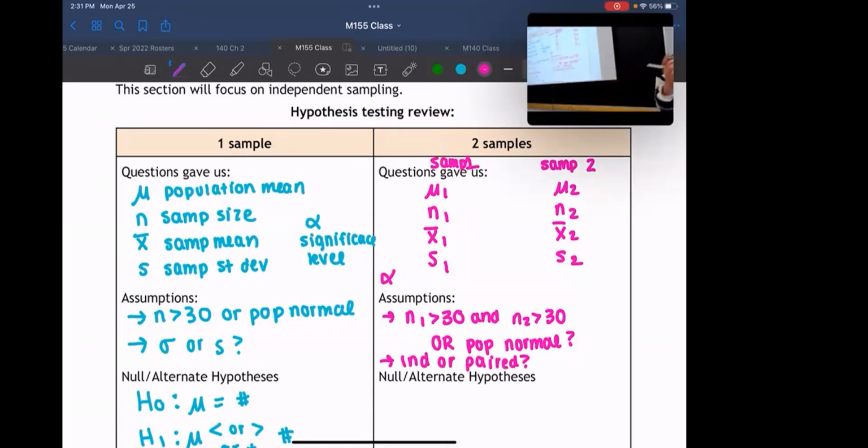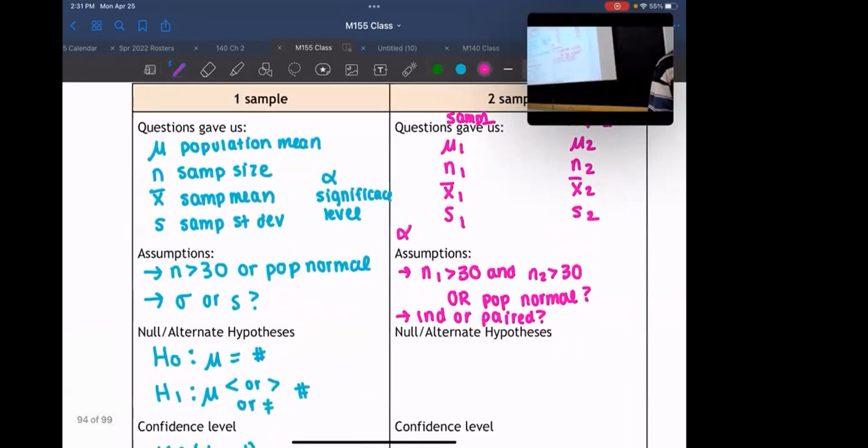Now, I don't think I actually put that as an assumption for last section. So it's something that you need to think about, but I don't think I'm going to take off points if you don't write that down under assumptions. The big one is the sample size being bigger than 30. Any questions so far?